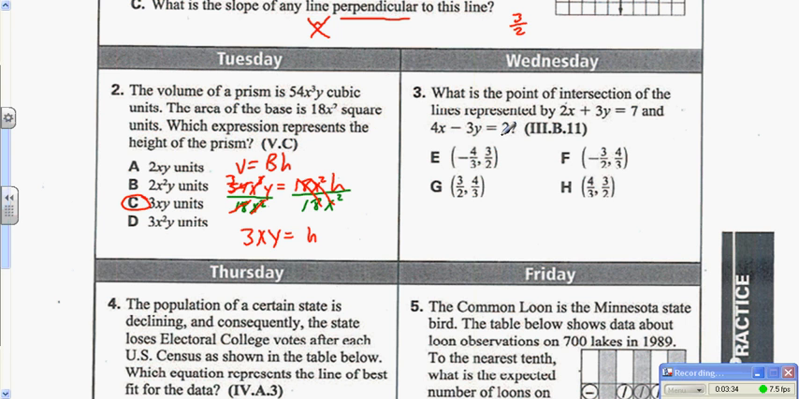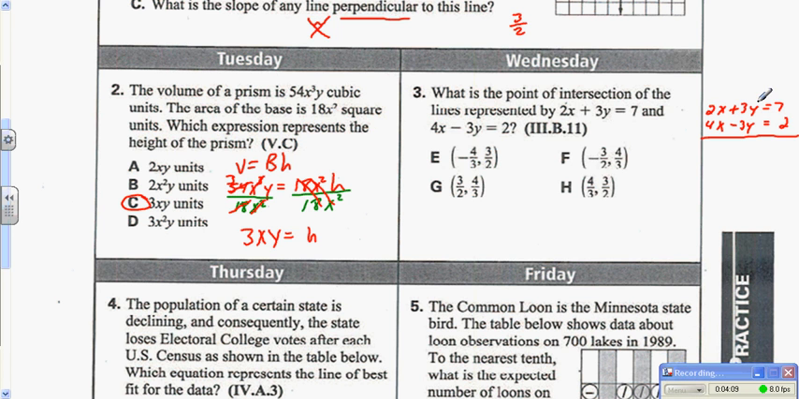Number 3, what is the point of intersection of the lines represented by these two equations? I'm going to solve these. You can use substitution or elimination, or you can even graph them. But when you graph them, it's pretty approximate, and you could guess wrong on your approximation. So I would recommend elimination. It's lined up already, so elimination is best used in this situation.